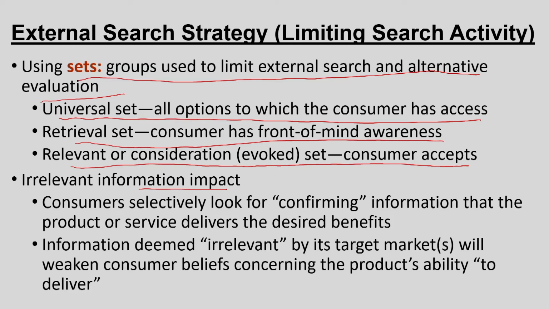So all the product information in the market forms the universal set. The ones that the consumer remembers are the retrieval set, and the ones that he accepts or considers to buy are called the relevant set. And this is how a consumer narrows down on information search. Also, irrelevant information impact. Now, consumers selectively look for confirming information that the product and services deliver the desired benefits.